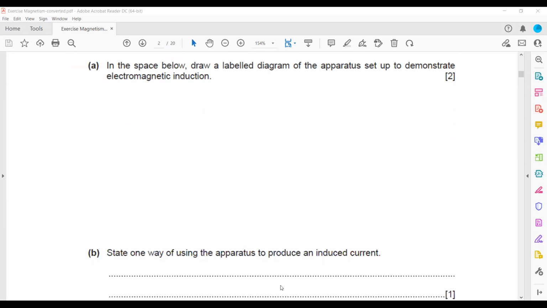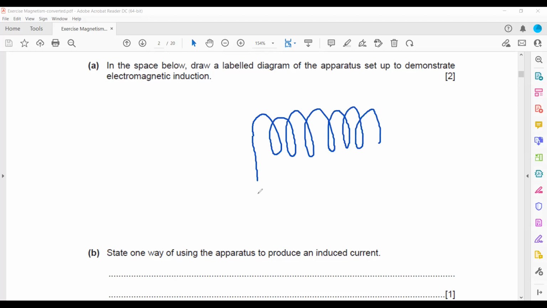So what we have to do is draw a solenoid and it should be labeled. So we will have a solenoid. Solenoid means a circular wire, a coiled wire with many turns. That's called a solenoid. Then this solenoid is connected by connecting wires to an ammeter. What is the symbol we use for an ammeter? The letter A should be there, a circle with the letter A. That's the symbol for an ammeter.